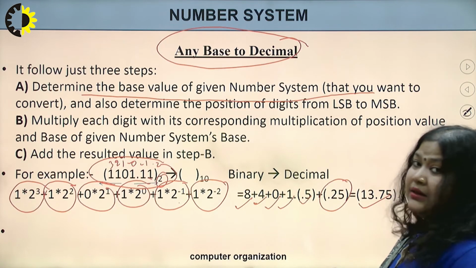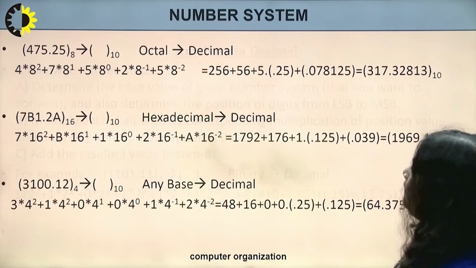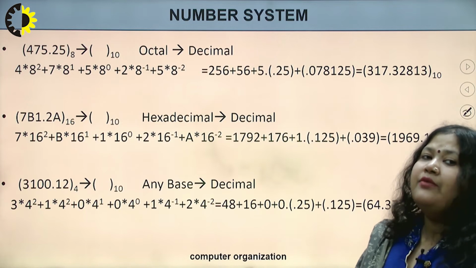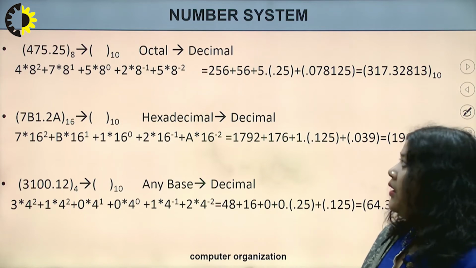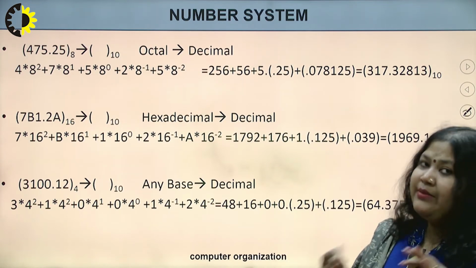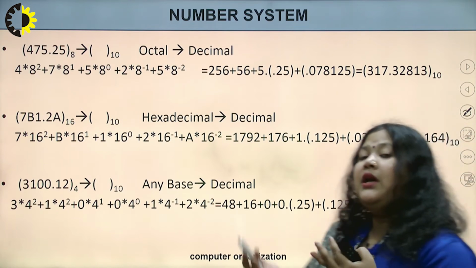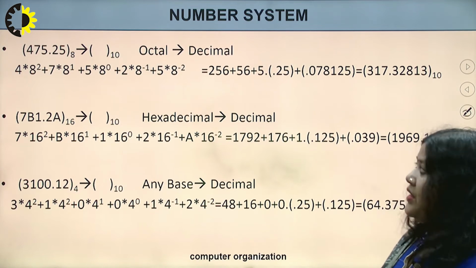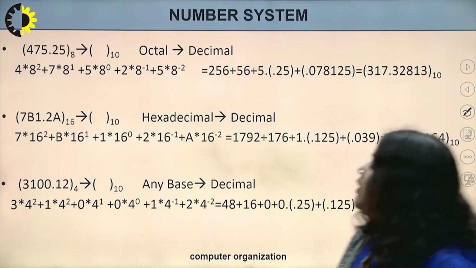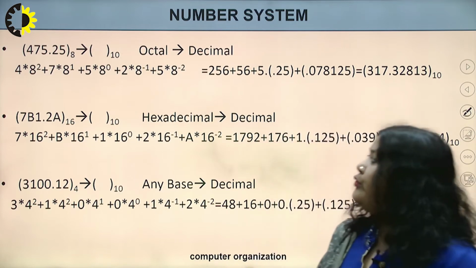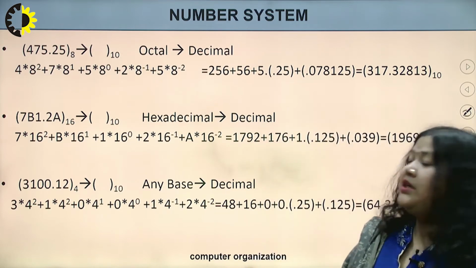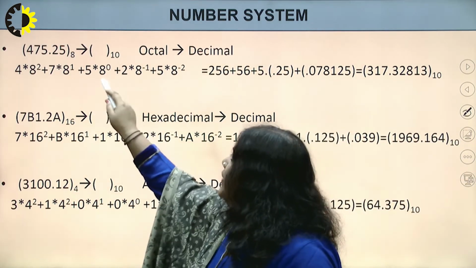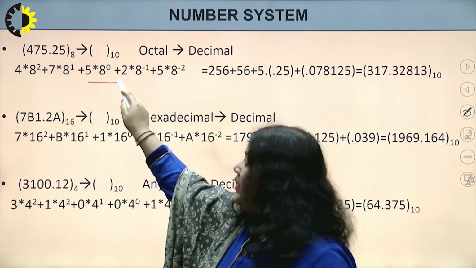Then let's take a second example. This is octal to decimal. We follow the same procedure as any base to decimal: same multiplication, same position values in the integer part, and in the fractional part the position starts from -1. When the number is 475.25, the representation from octal to decimal is like this: 5 multiplied by 8 to the power 0, that is the position.